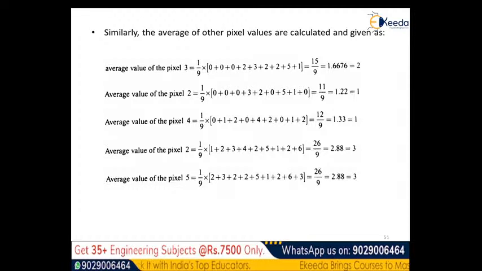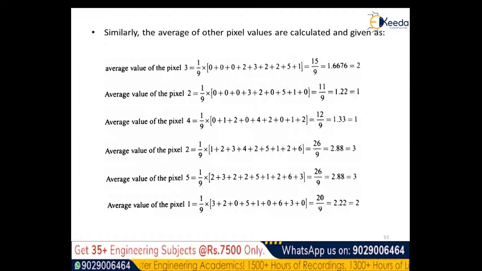The average value of the pixel that was represented by 5, the addition is 2 plus 3 plus 2 plus 2 plus 5 plus 1 plus 2 plus 6 plus 3. So this is equal to 26 divided by 9. The value comes to be 2.88. Rounding up it is equal to 3 here.